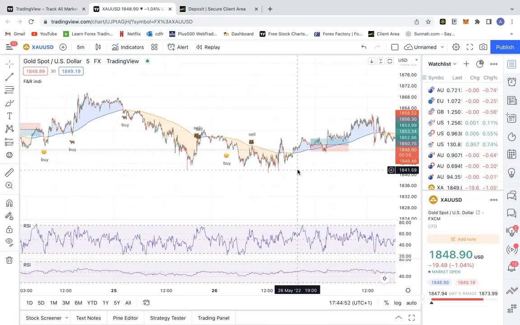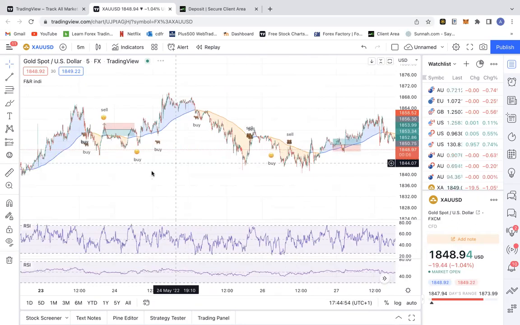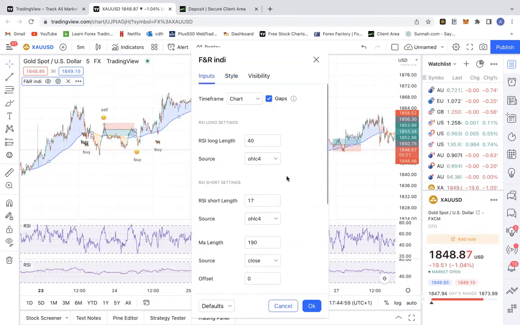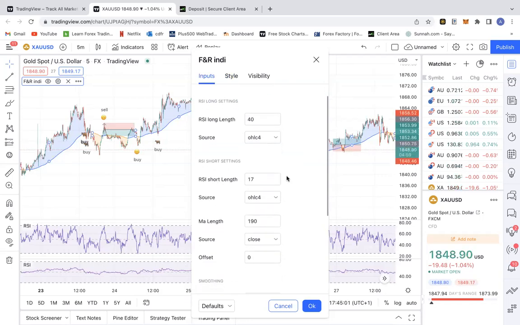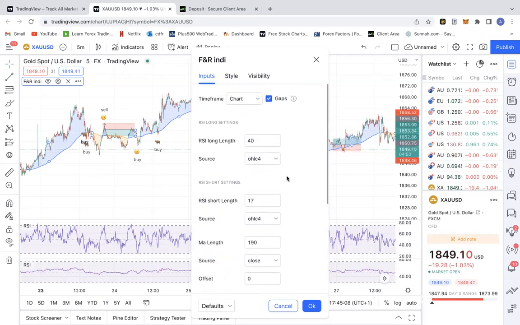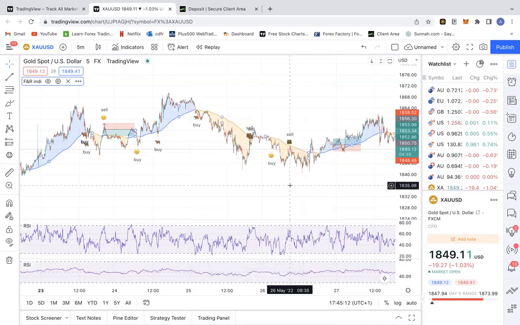Right, so we've got the chart in front of us. We've got our flip and ride indicator right there. If I show you the settings one more time, these are all the inputs there. Feel free to pause the video and have a look for yourself, but again, this is in the PDF itself. So let's have a look at some examples.